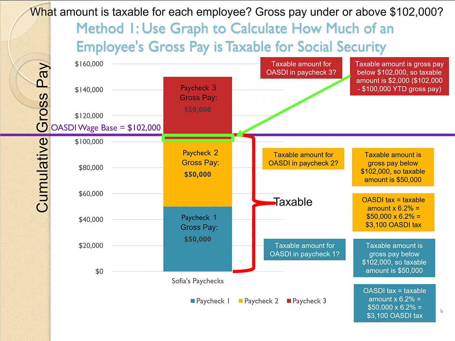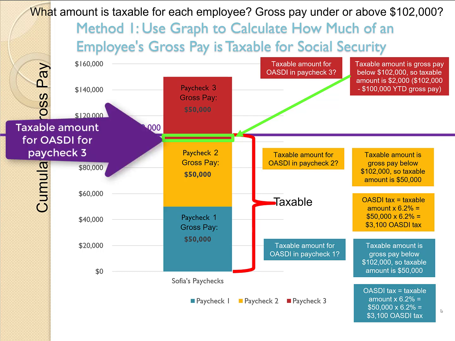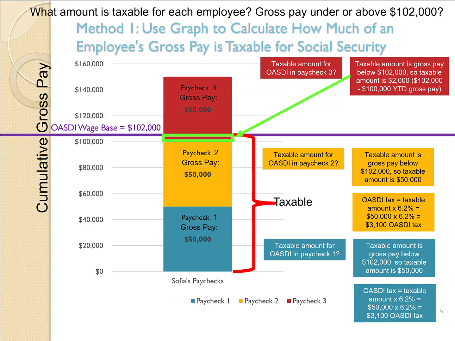So it's this little green area. The taxable amount is gross pay below $102,000. So taxable amount is $2,000. How did we calculate that? You take the wage base, $102,000, because that's the maximum, and we subtract her year-to-date gross pay of $100,000. So in other words, we've already taxed the $100,000 before that. So in paycheck 3, we're only going to tax the amount from $100,000 up to the $102,000 wage base. So the taxable amount is $2,000 for paycheck 3.